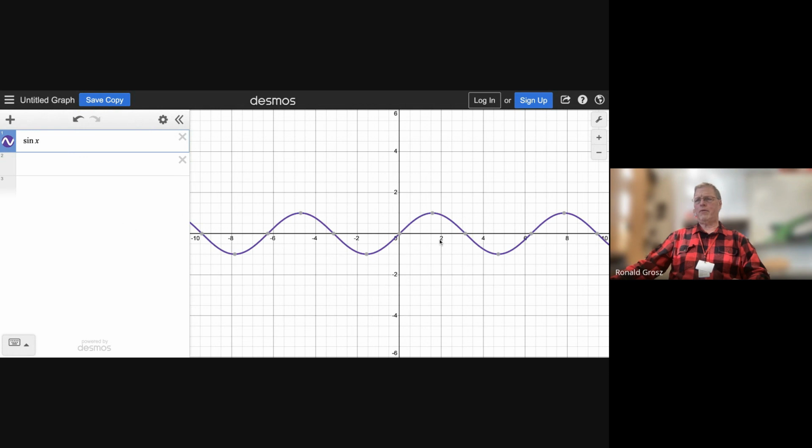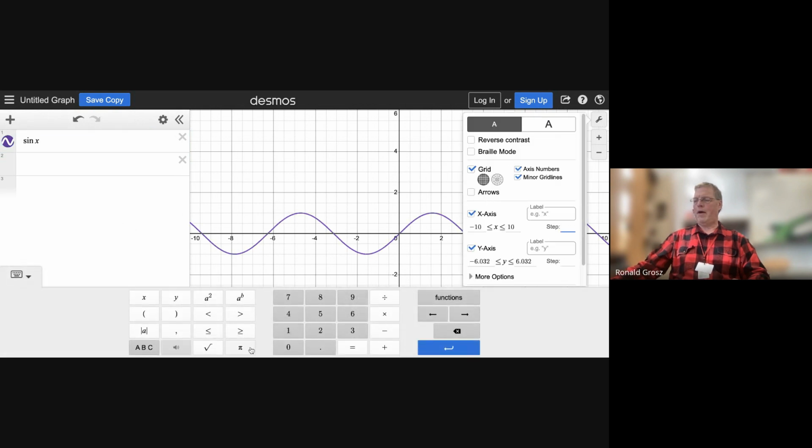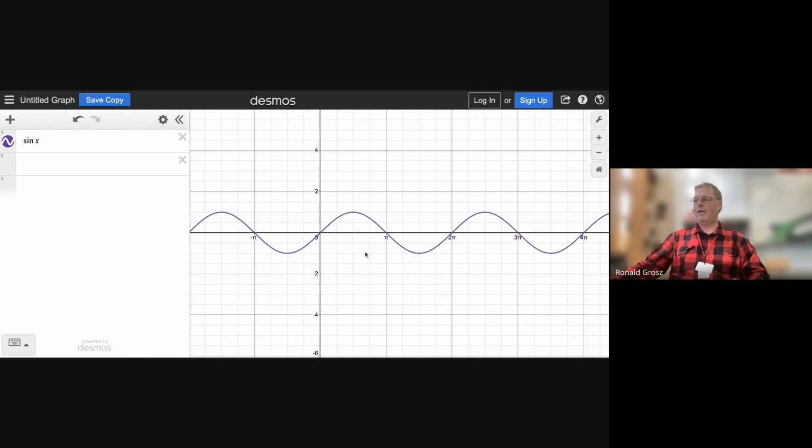I don't like these numbers here. I want to know what they are in terms of pi. So I'll go to my wrench here, put in a step value, and put in pi. And now my graph will show me the period all in pi, showing my period, where it goes back to 0, is at 2 pi.